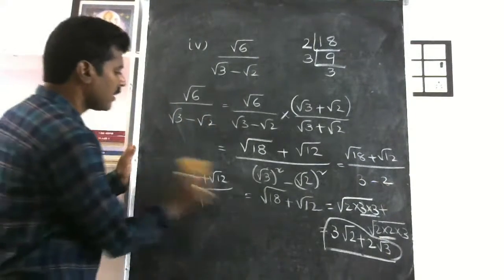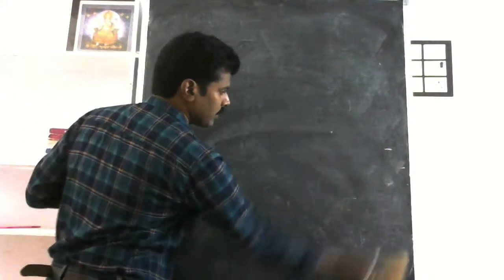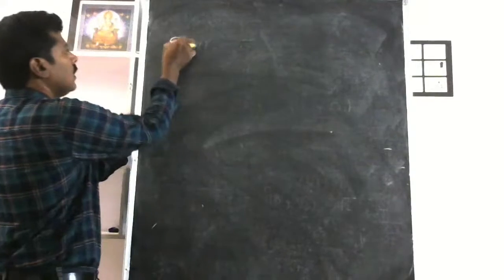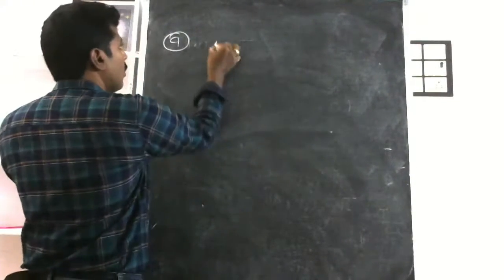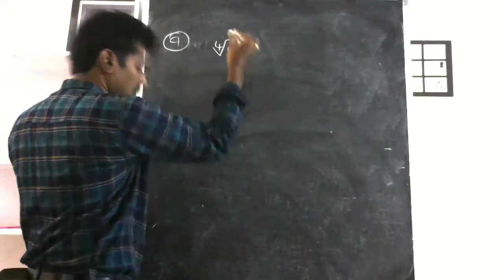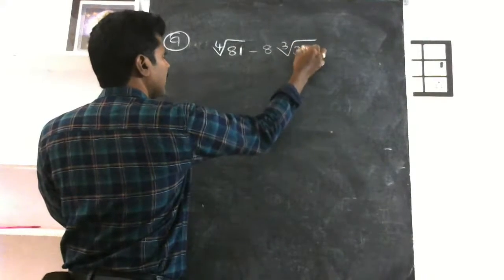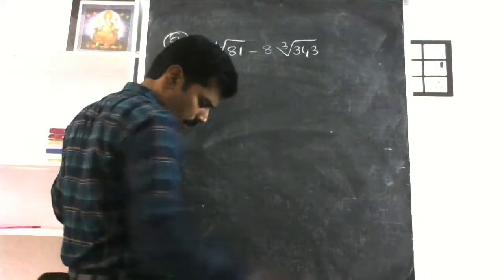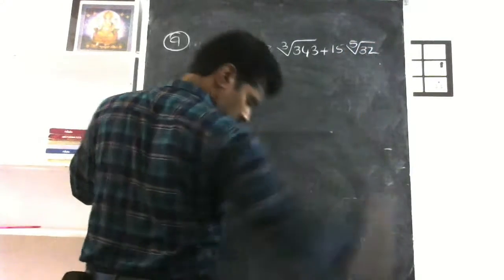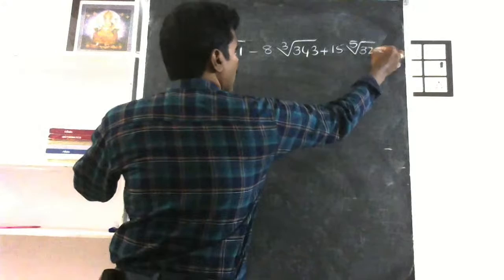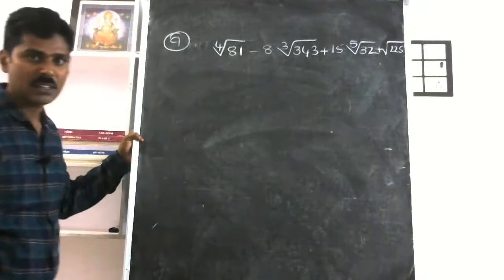And the very, very important 9th one. So I will explain the 9th one now. What we have to see here: 4th root 81 minus 8 into cube root 343 plus 15 into 5th root 32 plus square root of 225. This is the question they have mentioned.